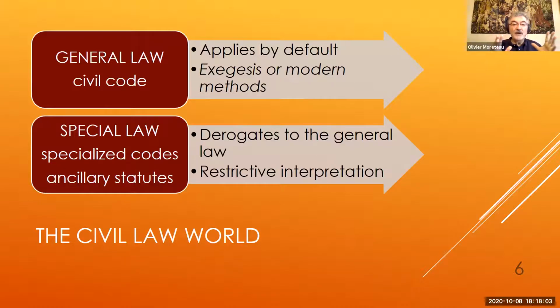Look, you have here, I've tried to make this more visual. In the civil law world, the general law is to be found in the civil code. It applies by default, and it is interpreted using exegesis or modern method. Its special law is what you find in specialized codes, or ancillary statutes. It derogates to the general law and therefore receives a restrictive interpretation because exceptions are to be interpreted restrictively. That's one of the maxims of interpretation, okay? So you have the visual on the civil law side.